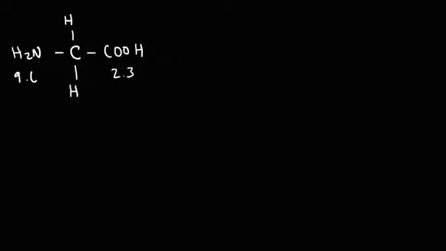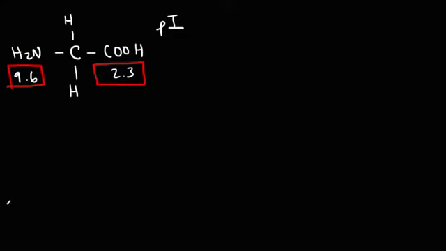In this video, we're going to talk about how to calculate the isoelectric point of an amino acid. So let's use glycine as an example. Glycine has a chiral carbon with 2 hydrogen atoms, a carboxylic acid functional group, and an amino group. The pKa of the carboxylic acid functional group is about 2.3, and for the amino group, it's 9.6. So with this information, calculate the isoelectric point of this amino acid.